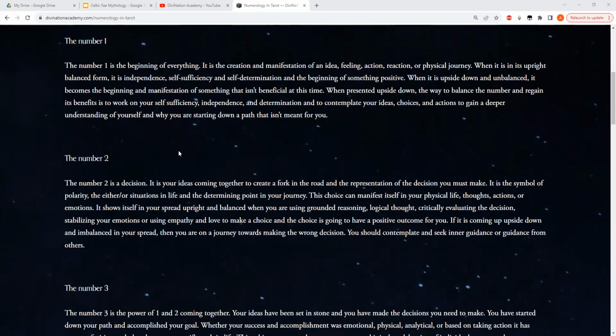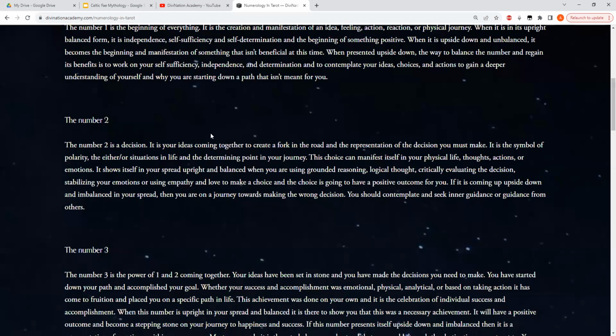So the number 2 is a decision. It is your ideas coming together to create a fork in the road and the representation of the decision that you must make. It is the symbol of polarity, the either-or situations in life, and the determining point in your journey. This choice can manifest itself in your physical life, thoughts, actions, or emotions. It shows itself, and then we get to the point where it's upright and balanced or non-balanced. So remember, in dice reading, we're looking at both. There is no upside down or right side up.